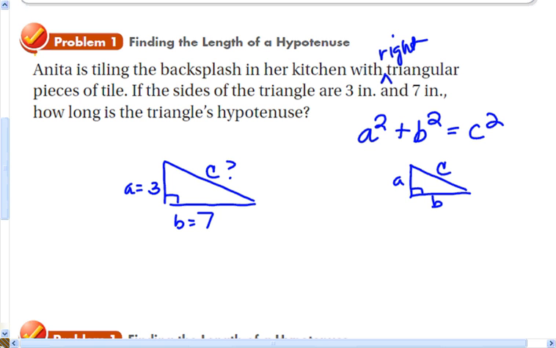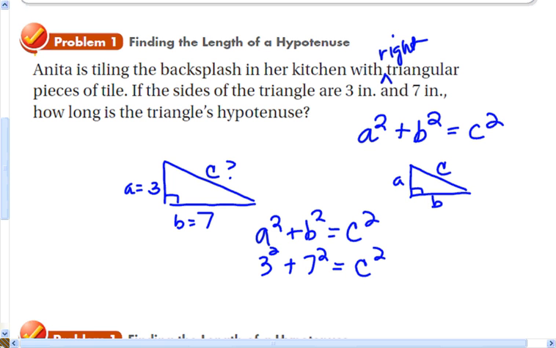And we know that A squared plus B squared is equal to C squared. So that means that we can substitute 3 for A and 7 for B. And we get C squared, and 3 squared plus 7 squared, that's 9 plus 49, which is 58, is equal to C squared. And using what we know about solving quadratic equations, we just want to take the square root of both sides of this, and we get C is equal to the square root of 58, which is about 7.6.